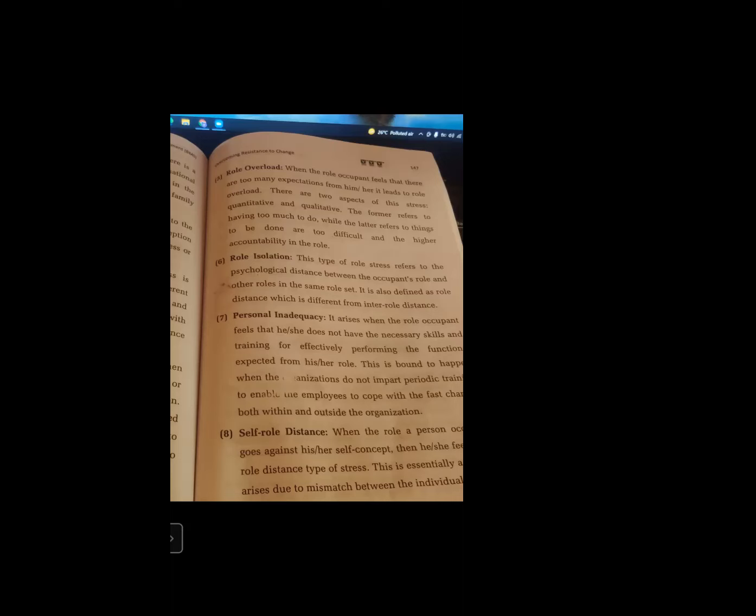I think role overload is something which I feel every employee might be experiencing, especially in today's situation where, because of cost cutting, there are layoffs and people are working too much. In those circumstances you are going to face stress because there are expectations from you in terms of both quantity as well as quality. When you are working too much and your role is extended, you are going to face stress.